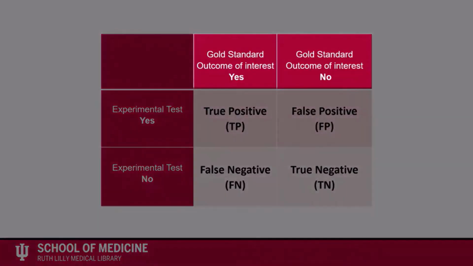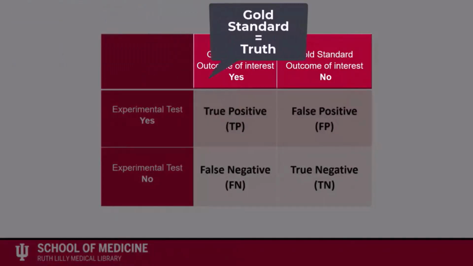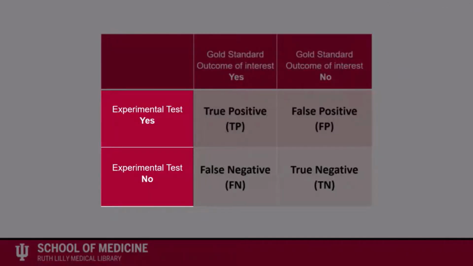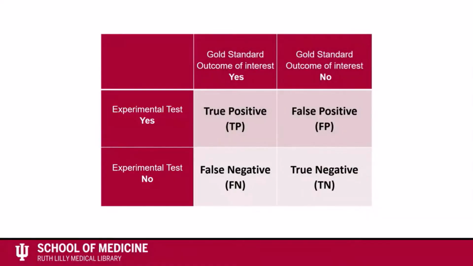You see the gold standard or reference standard test results are on the top of the table. In this case, the gold standard results are considered to be truth. The experimental test results are on the left-hand side of the 2x2 table. So when looking at data in this table, you see that the results located in the upper left-hand box are the number of experimental tests that correctly identified a positive test. They are the true positive tests.